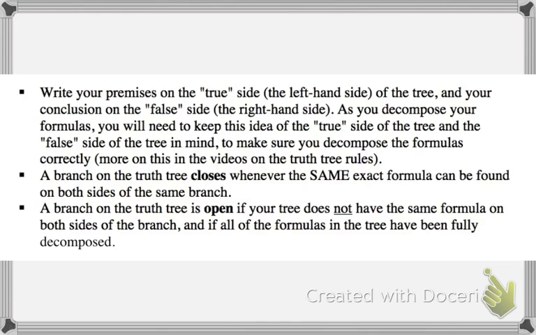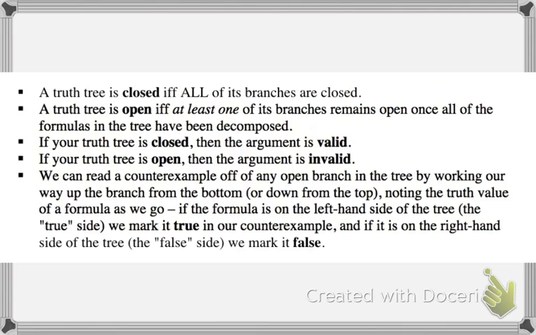A branch on the truth tree closes whenever the same exact formula can be found on both sides of the same branch. A branch is open if your tree does not have the same formula on both sides of the branch, and if all the formulas in the tree have been fully decomposed. A truth tree is closed if and only if all of its branches are closed. And a truth tree is open if and only if at least one of its branches remains open once all the formulas in the tree have been decomposed.